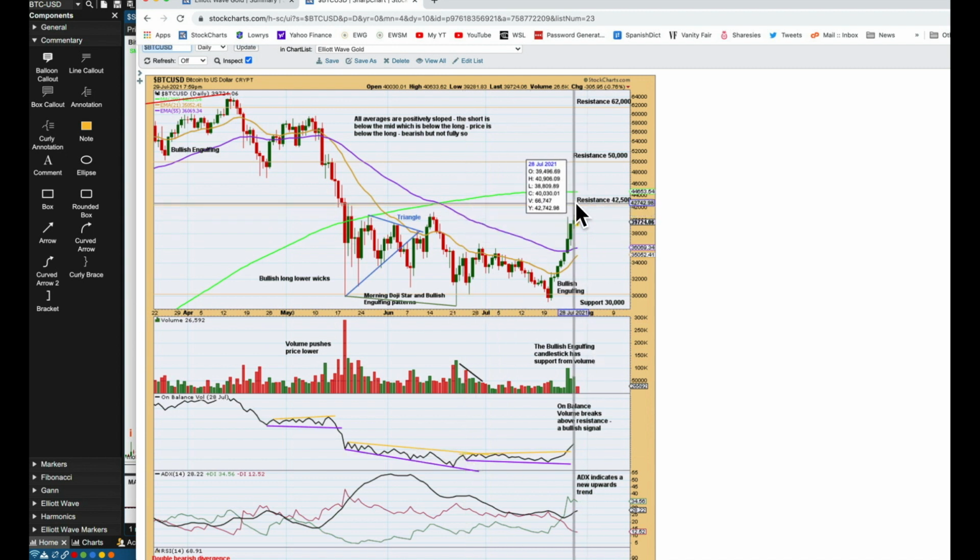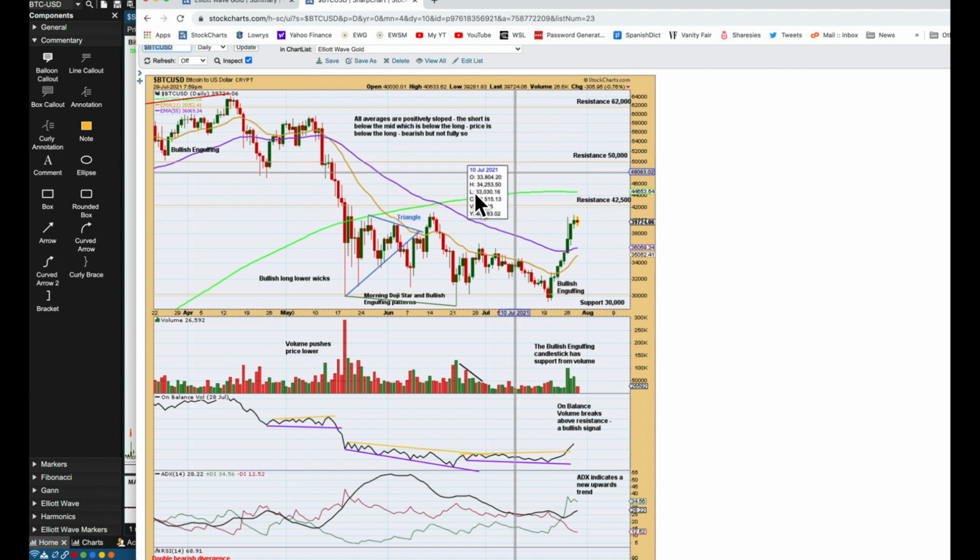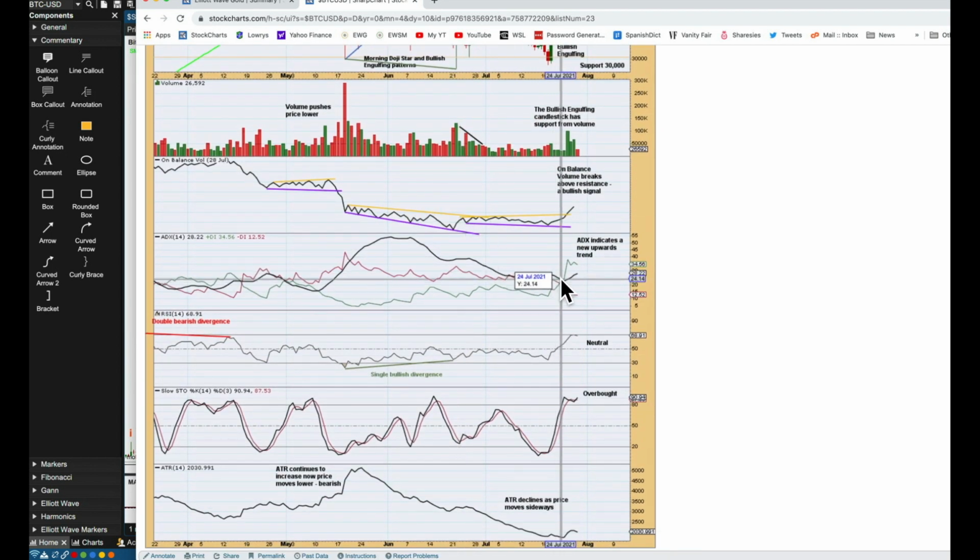Let's see how price behaves if it can get up to next resistance at 42,500. If it can break through there, then next resistance, 50,000. ADX is indicating a new upward trend at the daily chart level. RSI just dipped into overbought. It's back into neutral territory in the last completed session.